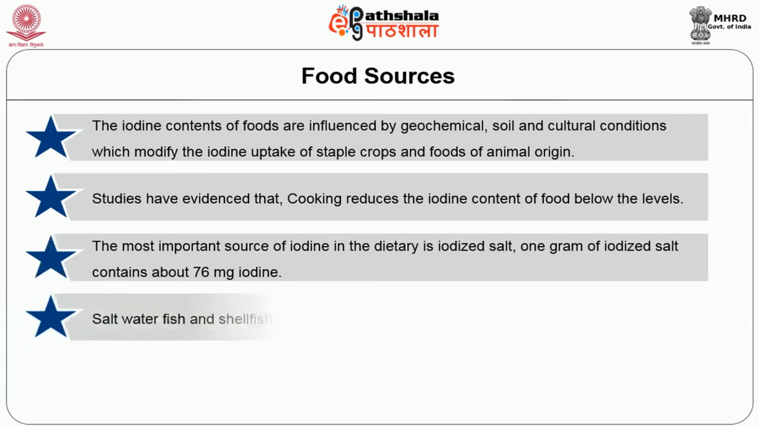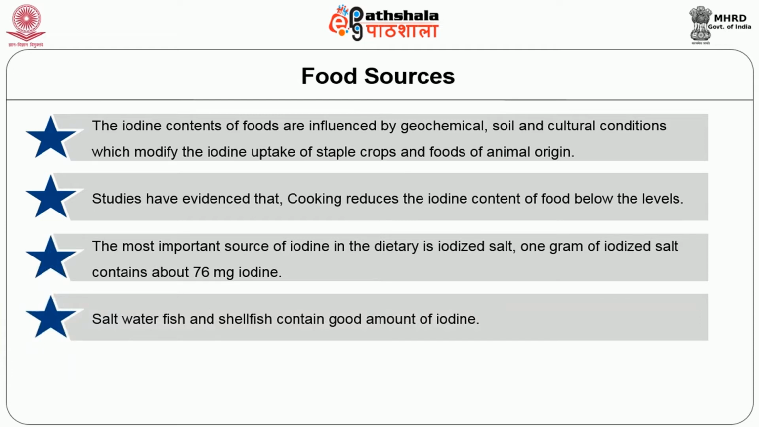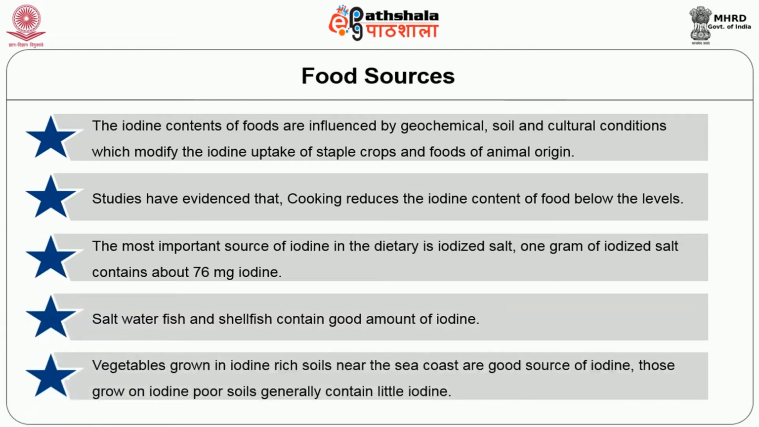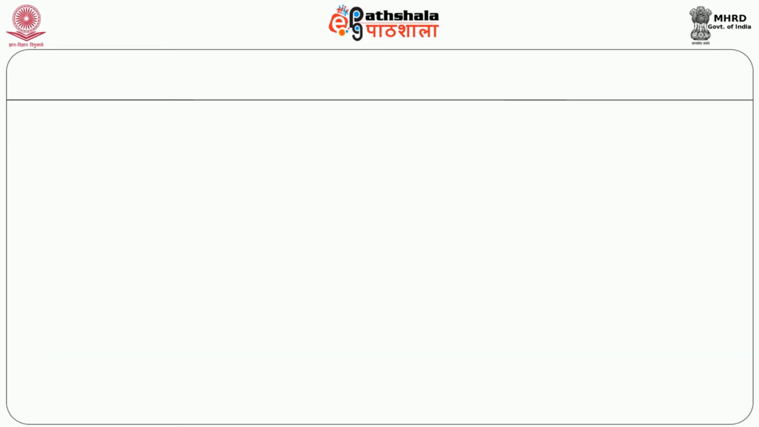Saltwater fish and shellfish contain a good amount of iodine. Vegetables grown in iodine-rich soils near the sea coast are a good source of iodine. Those grown on iodine-poor soils generally contain little iodine. Students, let us learn about iodine deficiency disorders.